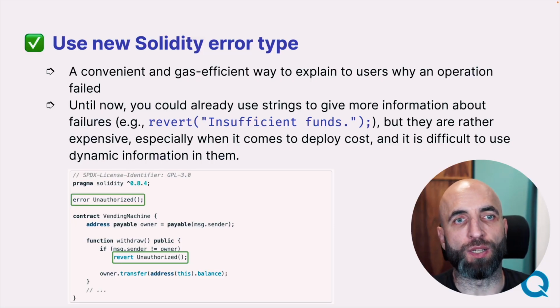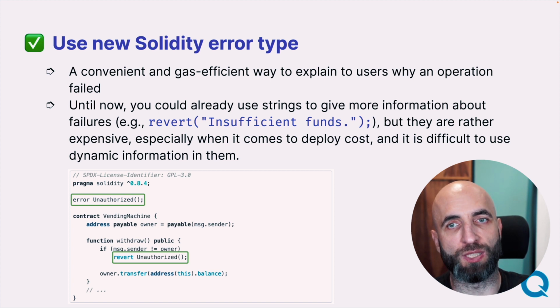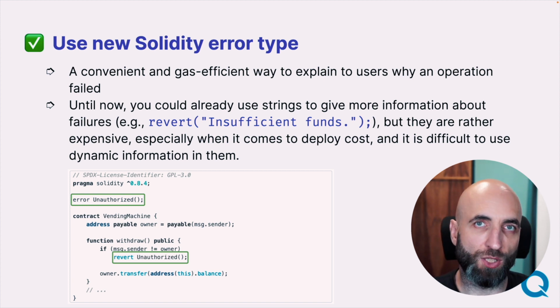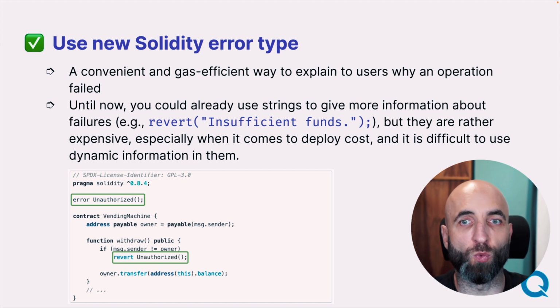Use new Solidity error types. It's a convenient and gas-efficient way to explain why an operation has failed. Before the new Solidity error type, there was a way to give that information with the revert function, but that was more expensive in terms of gas because it had to store that additional message in the contract.